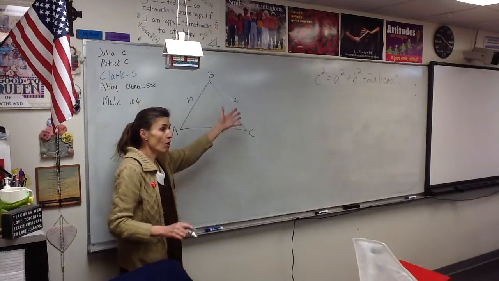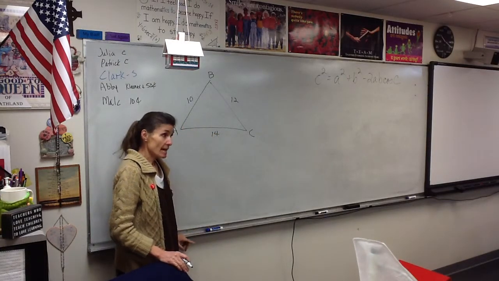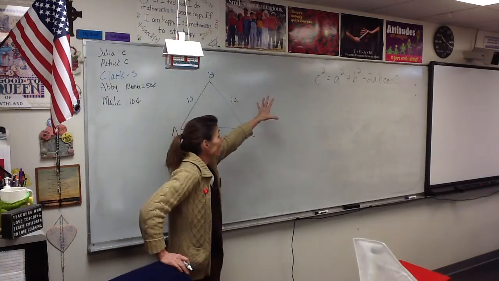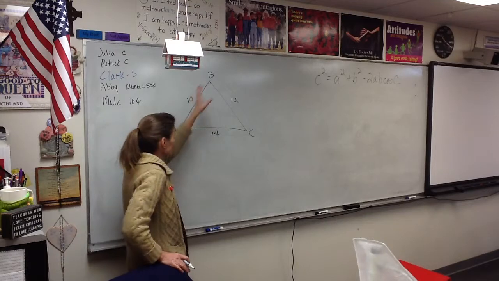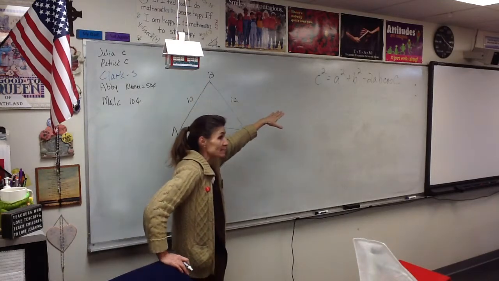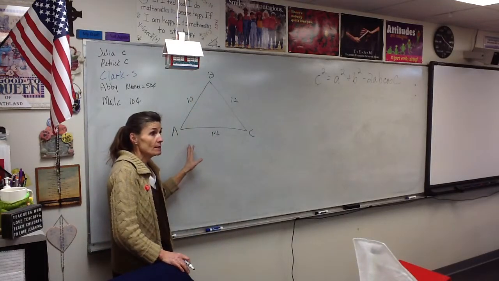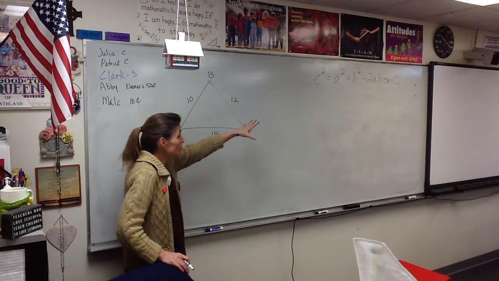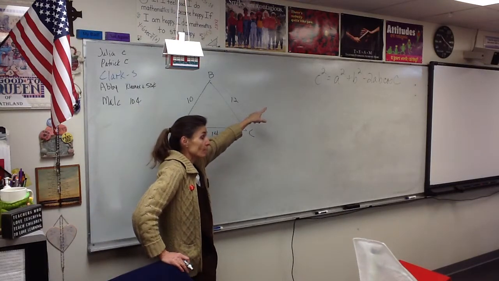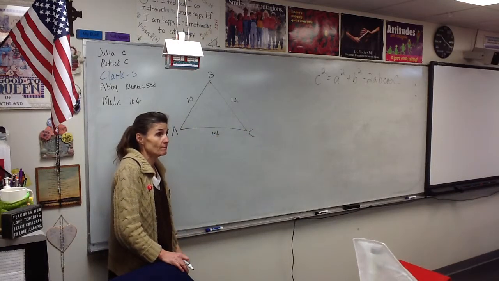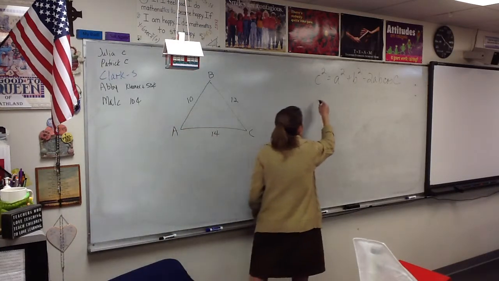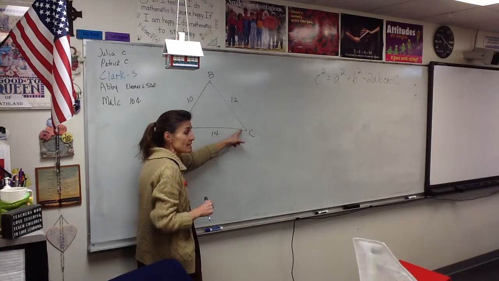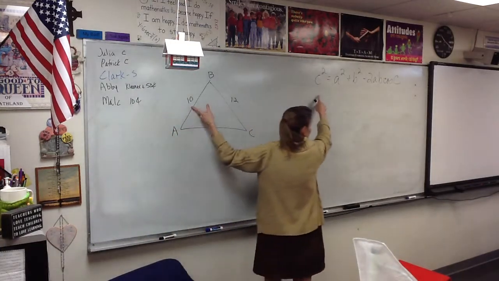Could I use the law of cosines? Yeah, actually I can. And let's just use the exact letters that I have up there because this is triangle ABC and I've got A's, B's, and C's there. So let's just do it. If I'm going to use the law of cosines, I'm going to find angle C. What is going to be right here?